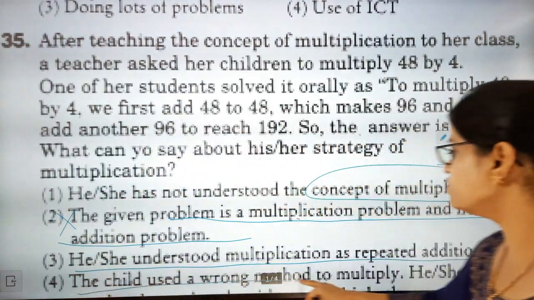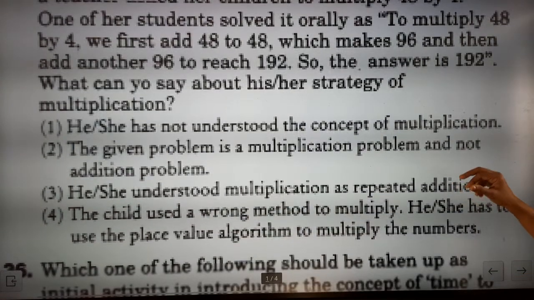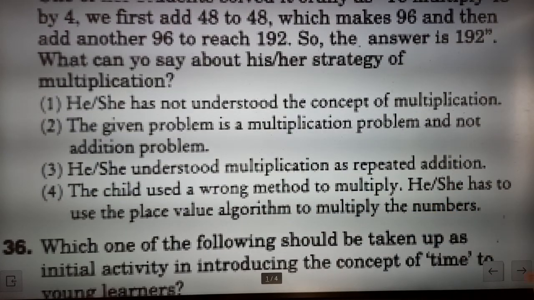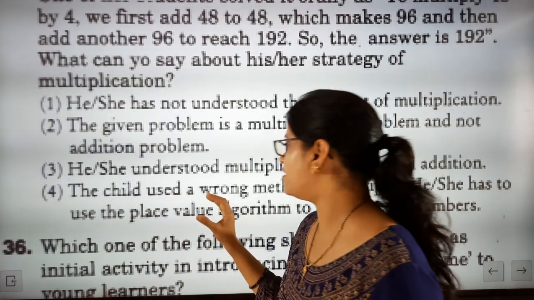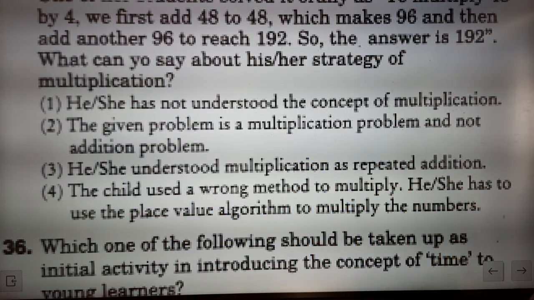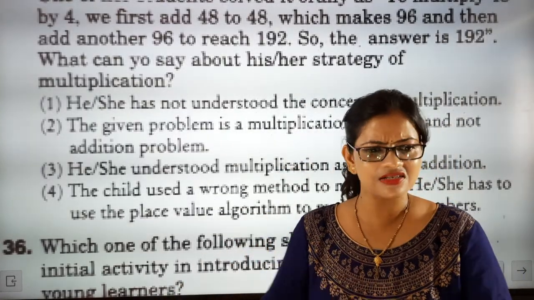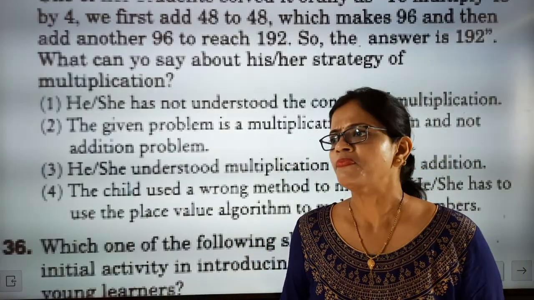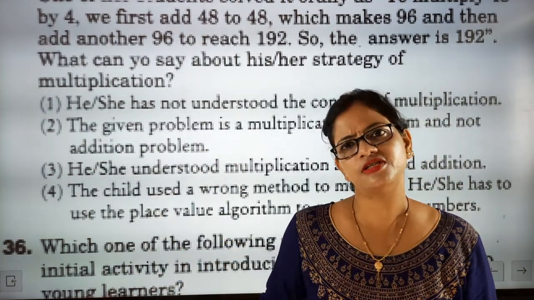Now, the child used a wrong method of multiplication, or he or she used the place value algorithm to multiply the number. So this is exactly a stupid statement. The child used a wrong method to multiply? No, the child is not using any wrong method to multiply. The child is doing the correct work only. That 48 into 2 and then 48 into 2, 96 plus 96.